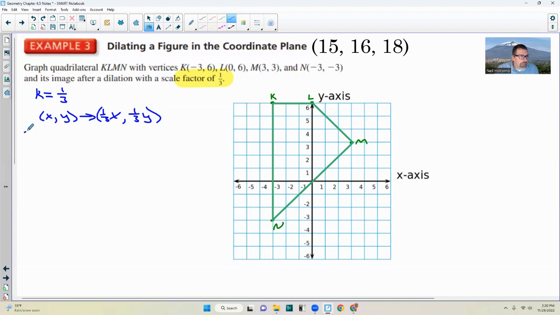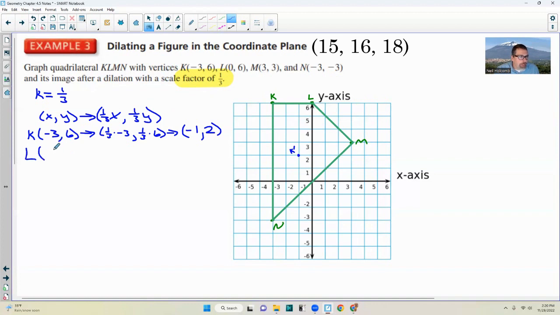K is the point -3, 6. And that becomes 1/3 times -3, comma, 1/3 times 6. And that's going to become 1/3 times 3 is 1, and it's -1, comma, and 1/3 of 6 is 2. So I'm going to plot the point -1, 2 right there. That is K prime. Notice it's closer to the origin than K was because it's a dilation reduction.